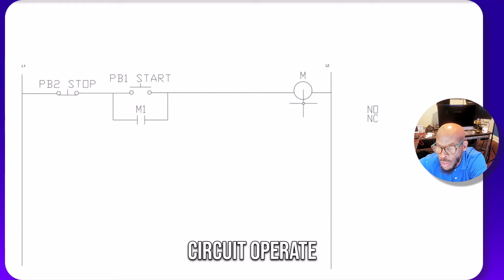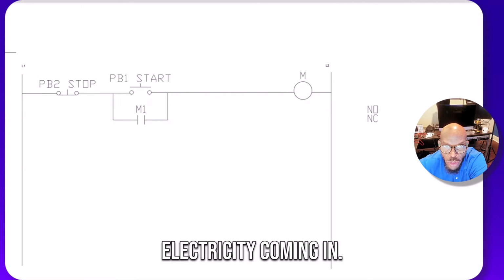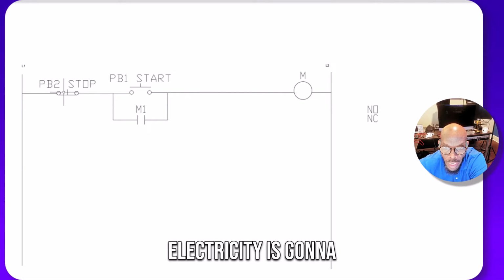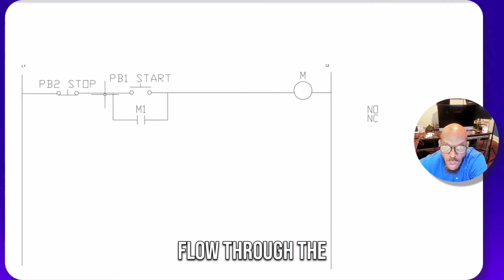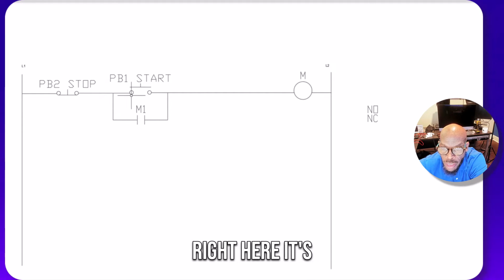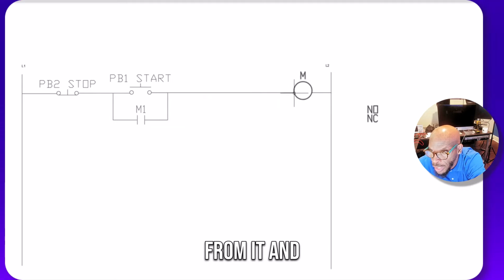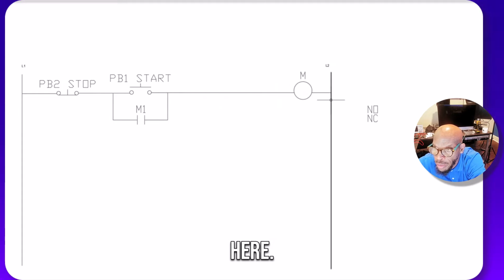So how does this circuit operate? We're looking at this circuit right here. You have electricity coming in. Electricity is going to flow through the path of least resistance. So since the stop push button is closed, it goes through there. Then it goes right here, and it's gonna stop because it can't get across there. So when they push the start push button, it can get across there. So it's gonna keep on flowing and it's gonna energize this coil right here.